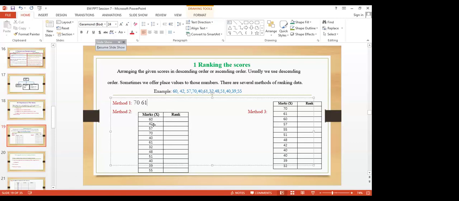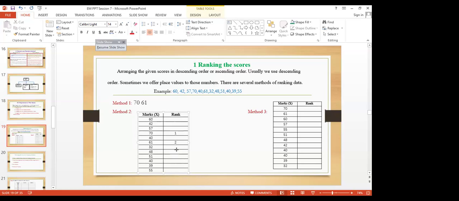Then the second method is we tabulate those scores like this as given. Then we have to give the numbers. Number 1 for the highest mark. So here 70 gets number 1. Next, 61 gets number 2. Like that, we give numbers. This is another method of ranking.